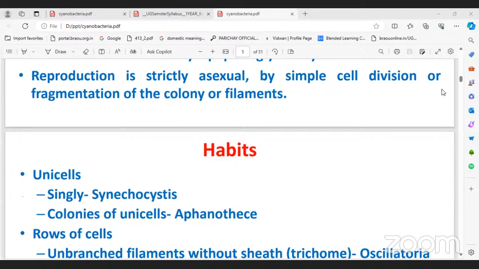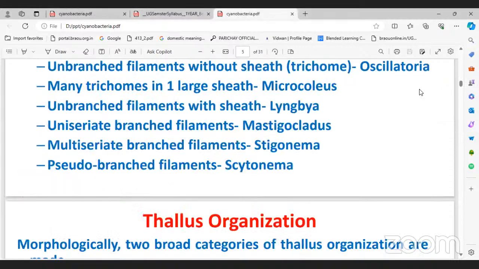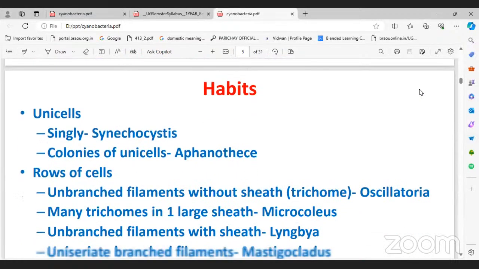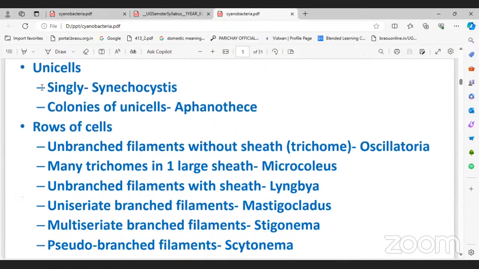So anyway, in habit we can see unicell. I already told you, first unicell to multicell. Unicell, they are singly, the best example. Are you following my cursor? Yes, sir. Synechocystis is the best example. Colonies of unicell, Aphanothece. And the next one, these are filamentous.